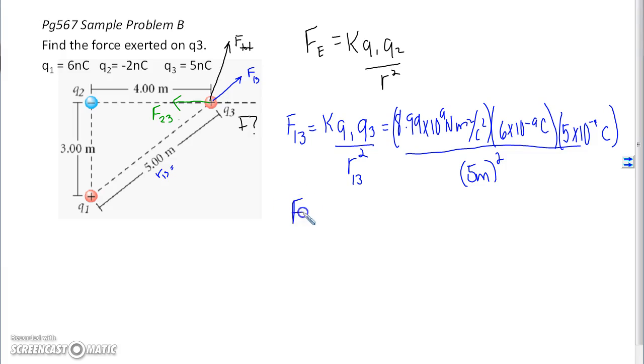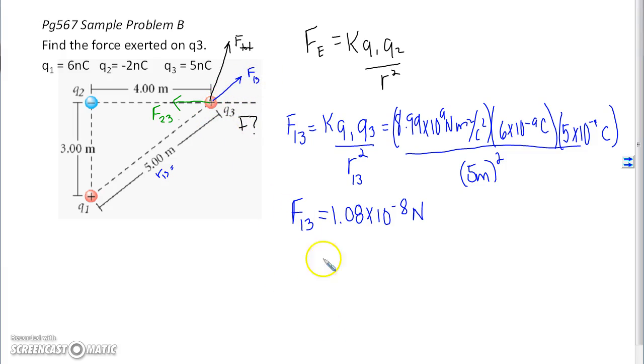So when we solve for this, force of 1, 3, once we put that into our calculator, I get 1.08 times 10 to the negative 8 newtons, rounding here. So I have the value of this force. I have this part of our triangle right here. I don't have my x and y just yet.